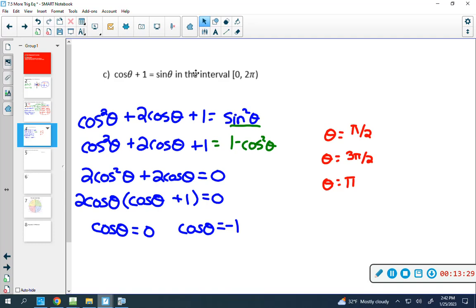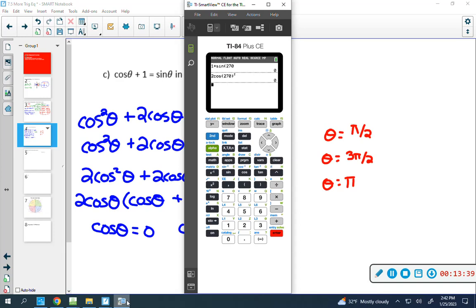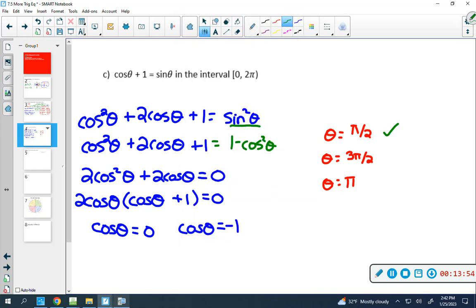3 potential answers. So I'll be honest, I don't always check my answers. I'm going to on this one, and I'm going to talk about the why in a sec. So first I'm going to check the 90. I still have my mode in degrees, so I'm going to do cos of 90, the left side, plus 1. Okay, cool. And then, of course, sine of 90. We just know it. So check-a-rooski.